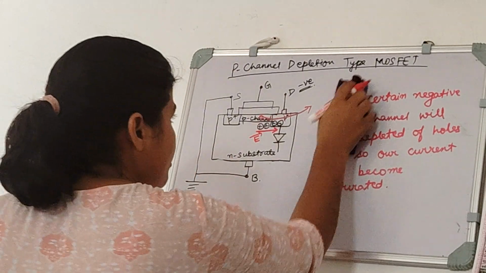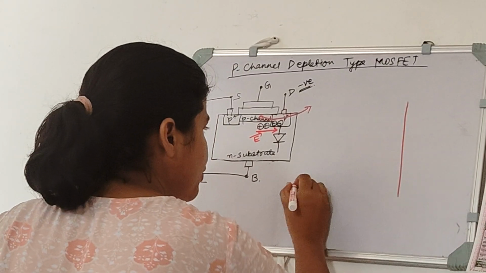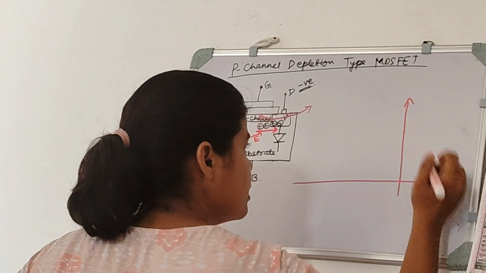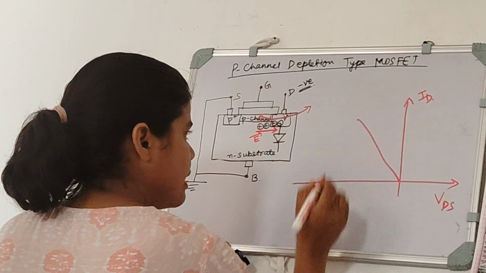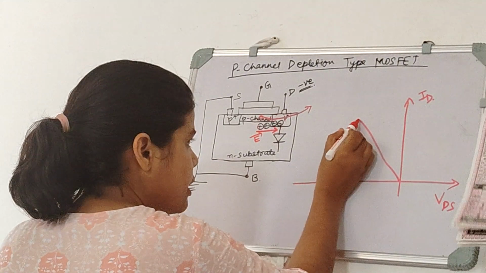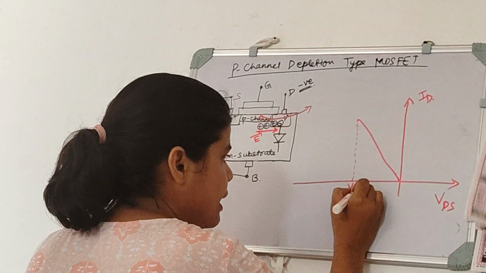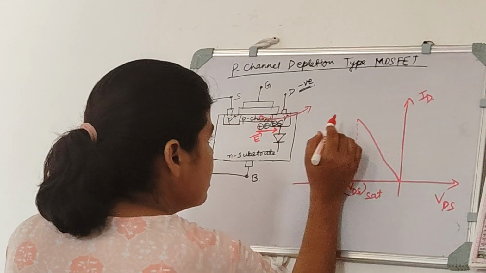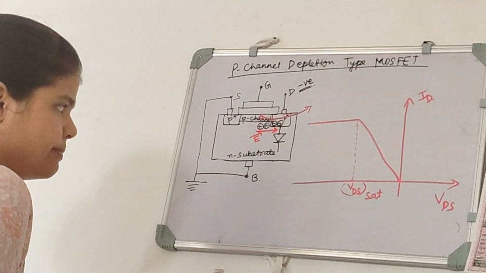So our curve will look like this. That is output characteristic of P channel depletion type MOSFET. This is VDS and this is ID. So up to certain instant, that is up to certain value of negative VDS, our current will increase, but at a certain instant of VDS here, we call it as VDS sat. Sat means saturation. At VDS sat, our current will stop increasing and it will become saturated.